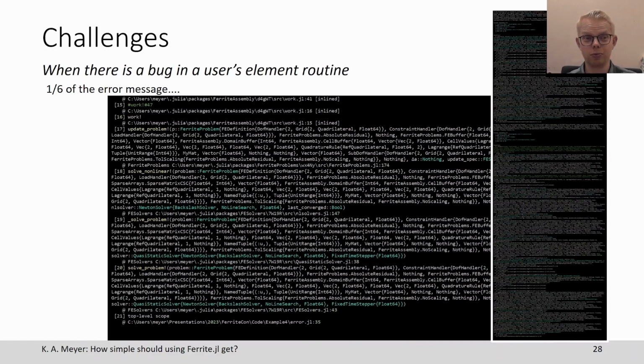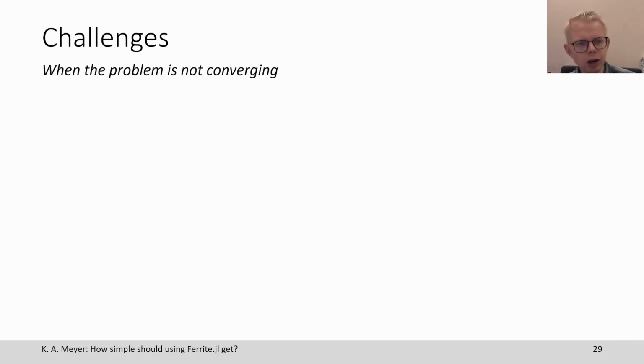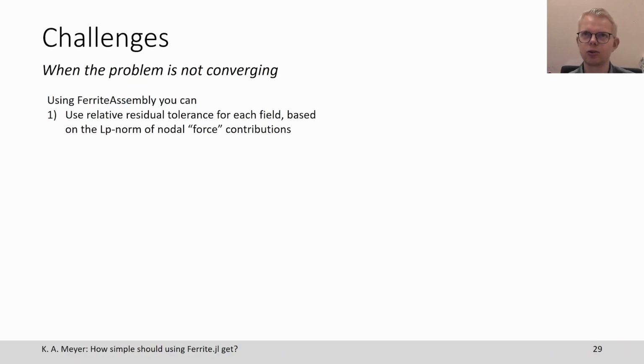And as a new user, you go like, okay, this code doesn't work. What's going on? And yes, we try here to tell you at the beginning that maybe this is because you made this mistake, because it's a quite common mistake. But this is still a problem, I think, for a new user. And now, of course, what if your problem is not converging? Well, at first, it's quite nice to have this package. For example, using FerriteAssembly, you can use a relative tolerance for each field based on the LP norm of the nodal force contribution, which really helps out when you have multi-field problems.